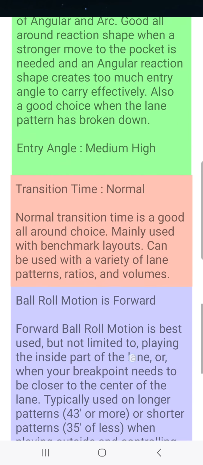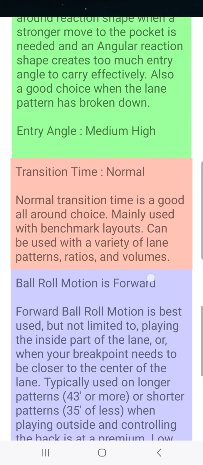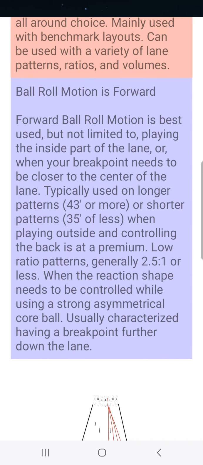The transition time is normal. The normal transition time is a good all-round choice, mainly used with benchmark layouts, can be used with a variety of lane patterns, ratios, and volumes. And probably the most important one, maybe, the ball motion is forward. Forward ball motion is best used, but not limited to, playing the inside part of the lane, or when your break point needs to be closer to the center of the lane. Typically used on longer patterns, 43 foot or more, or shorter patterns, 35 foot or less.